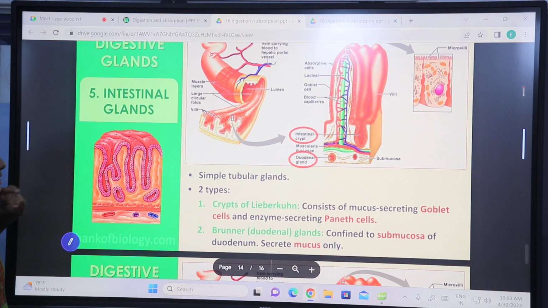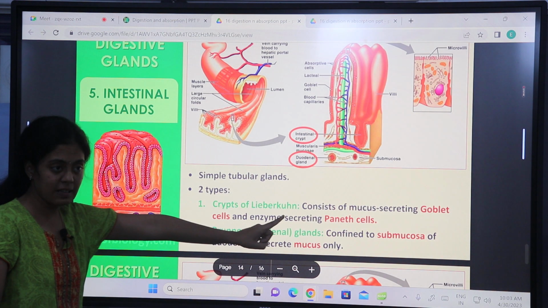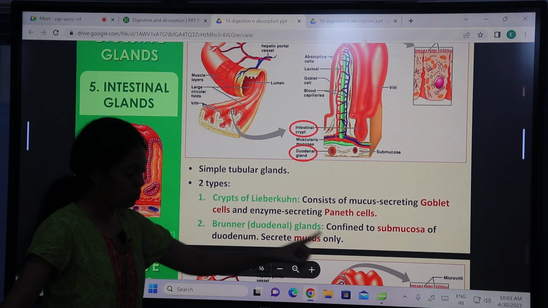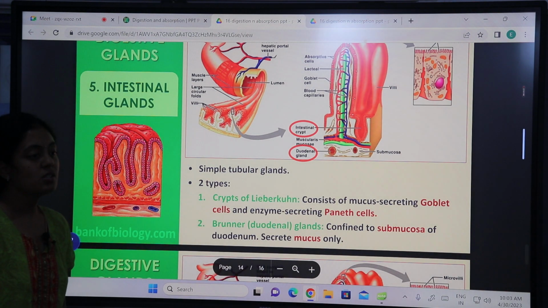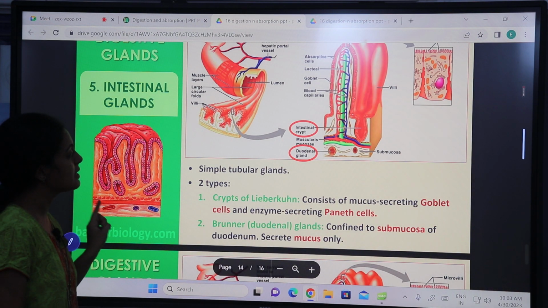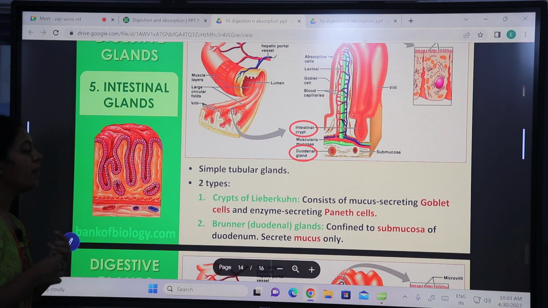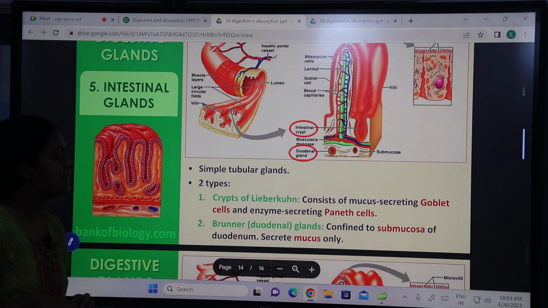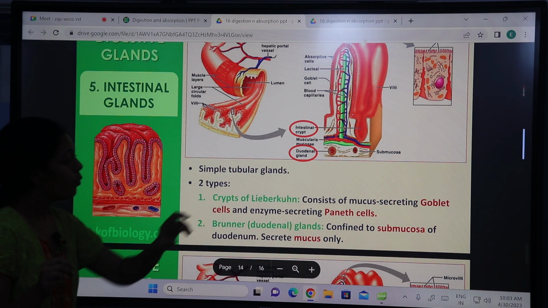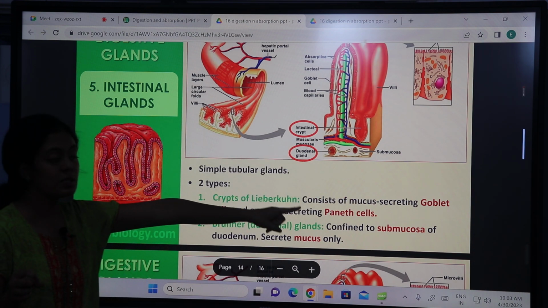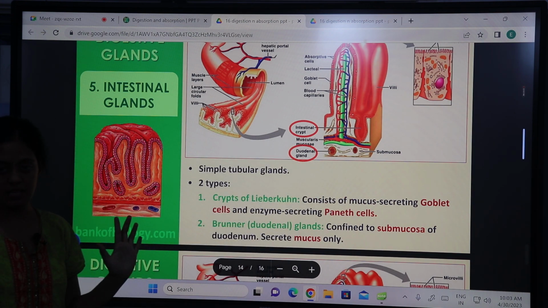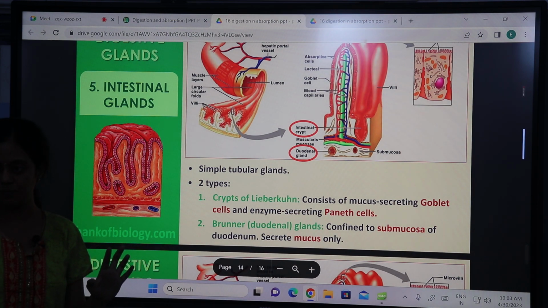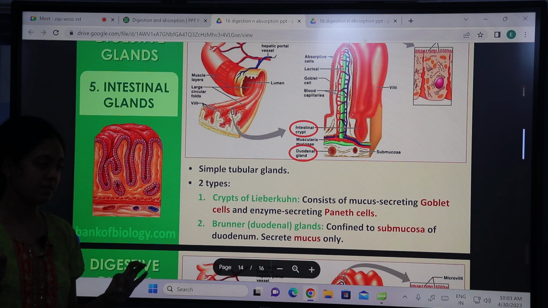Then you have the intestine. You have two glands. This I didn't do, so you have to take it down. You have two glands, crypts of Lieberkühn and Brunner's gland. Your intestine has two tubular glands. The crypts of Lieberkühn contain two kinds of cells: one is the goblet cell, another is the Paneth cell. Try to understand. Goblet cell produces mucus. Paneth cell produces all the enzymes.